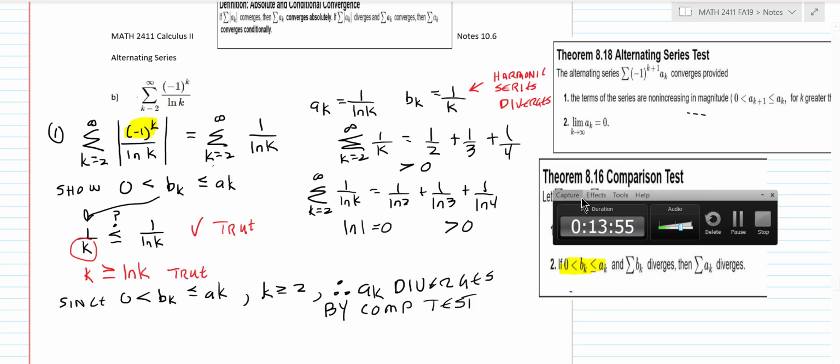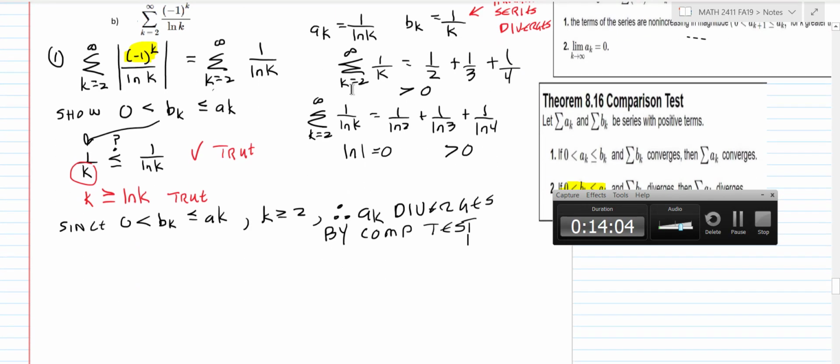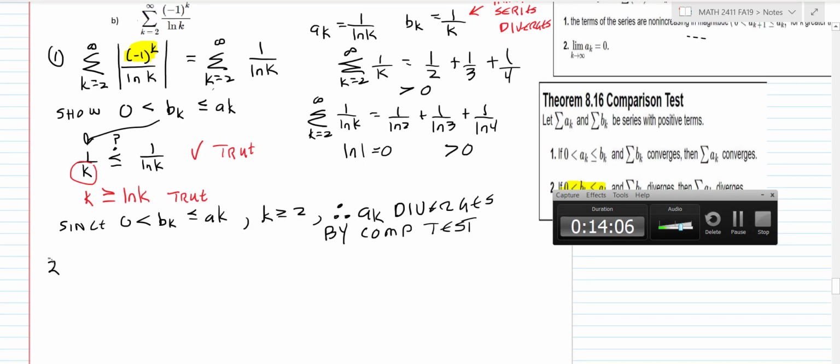So what we need to do now is go on and analyze the series and see what happens. So we go to step 2. Now we're going to analyze the series k equals 2 to infinity, negative 1 to the k, all over ln k, not doing the absolute value. So we're going to take a look at that.